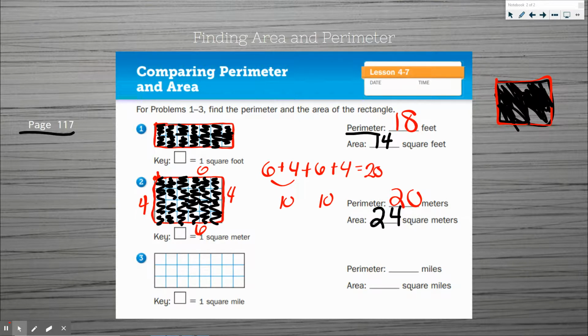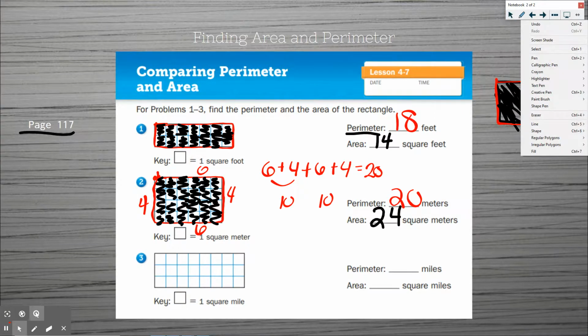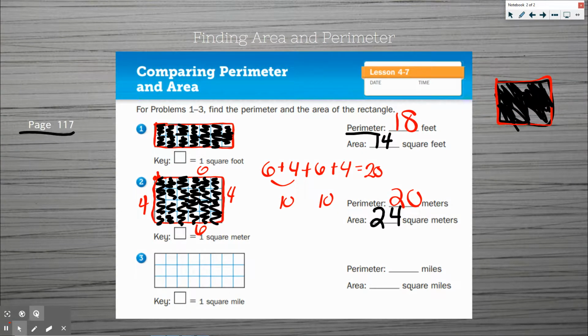All right, look at number 3, and you are going to find the perimeter of this rectangle. You should have said the area, or the perimeter, sorry. The perimeter of this shape is 22 miles. So each of these spaces is 1 mile. So across the top of each box is 1 mile.